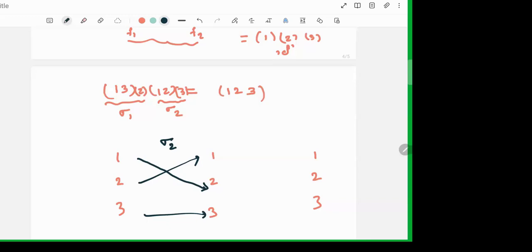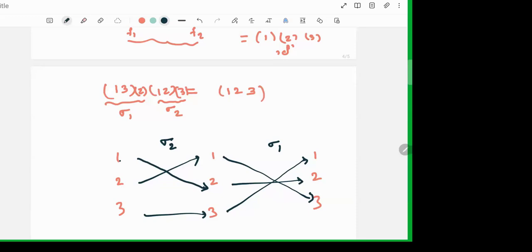And then you are going along sigma 1. Sigma 1 image of 1 is 3, and image of 3 is 1, and image of 2 is 2, right? So now under composition, sigma 2 then sigma 1, 1 goes to 2 and 2 goes to 2. So the image of 1 is 2. Then 2 goes to 1, 1 goes to 3. Image of 2 is 3. Then 3 goes to 3, 3 goes to 1. So the image of 3 is 1, right?